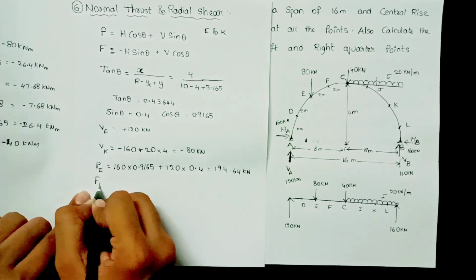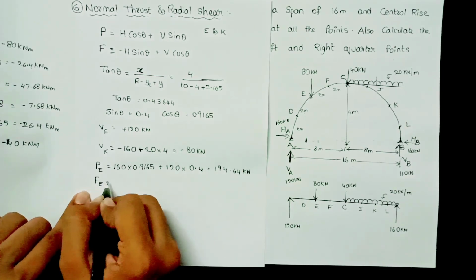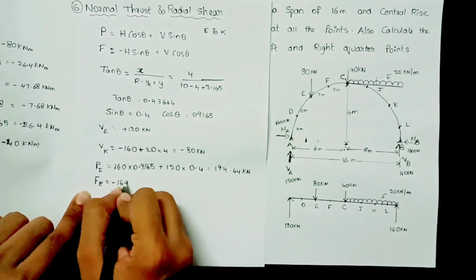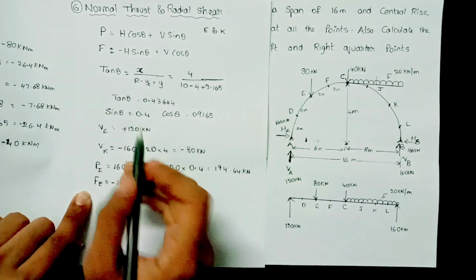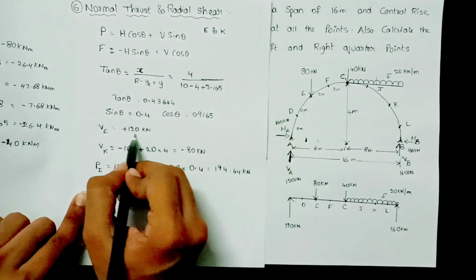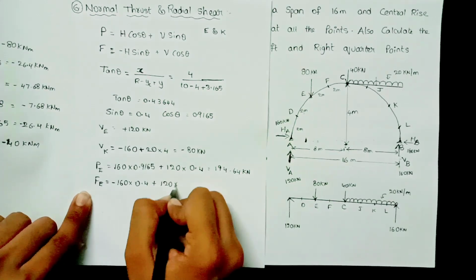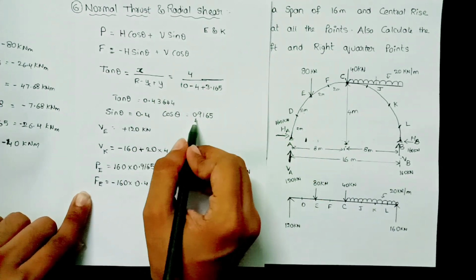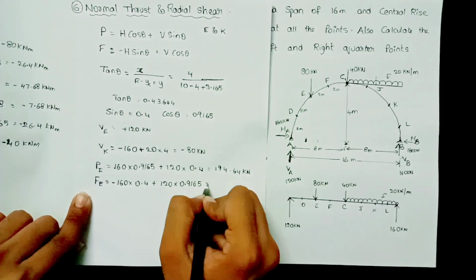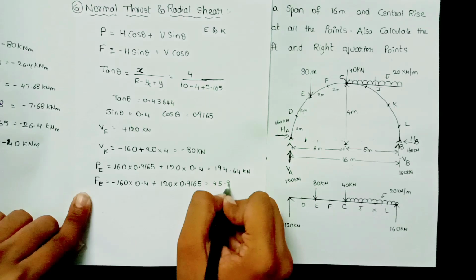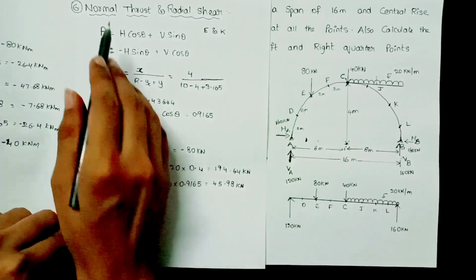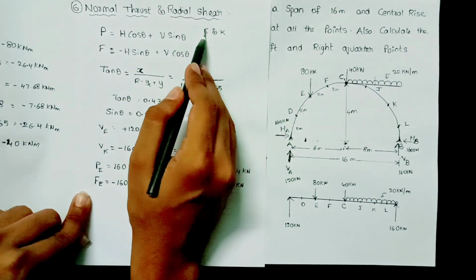Now similarly calculate the radial shear at point E. For the radial shear, minus H, therefore minus 160 into sin theta, it is 0.4, plus shear force at point E, it is 120, into cos theta is 0.9165. So this is 45.98 kilonewton. So we have calculated the normal thrust and radial shear at point E.